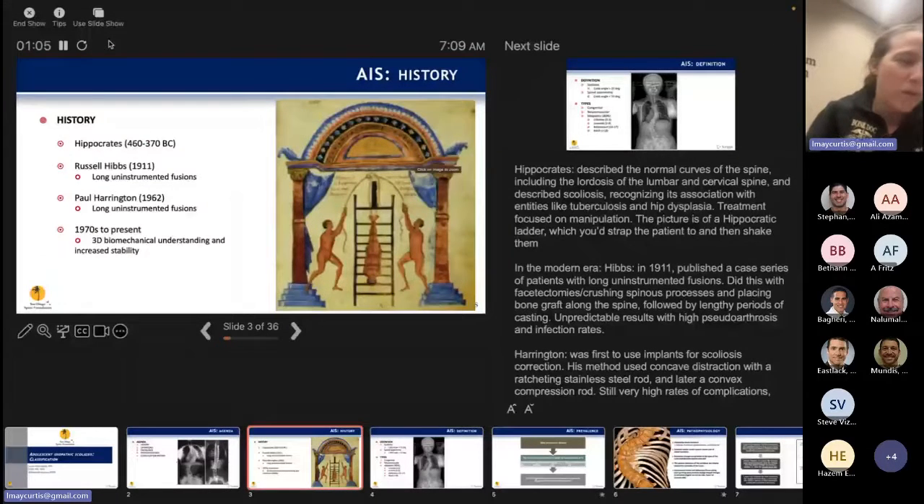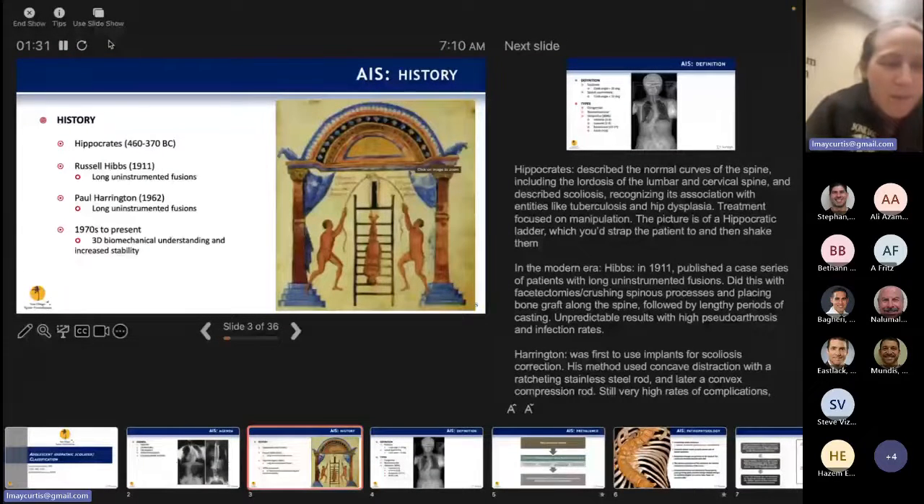The earliest descriptions of scoliosis go to Hippocrates. In some of his works, he described both the normal curves of the spine, with the lordosis of the lumbar and cervical spine, and he also described scoliosis and recognized its association with things like tuberculosis and hip dysplasia. His treatment, you can see on the right, was mainly focused on manipulation.